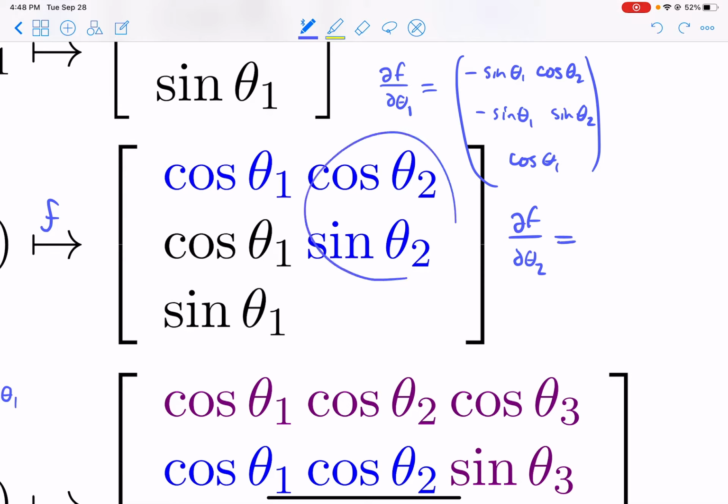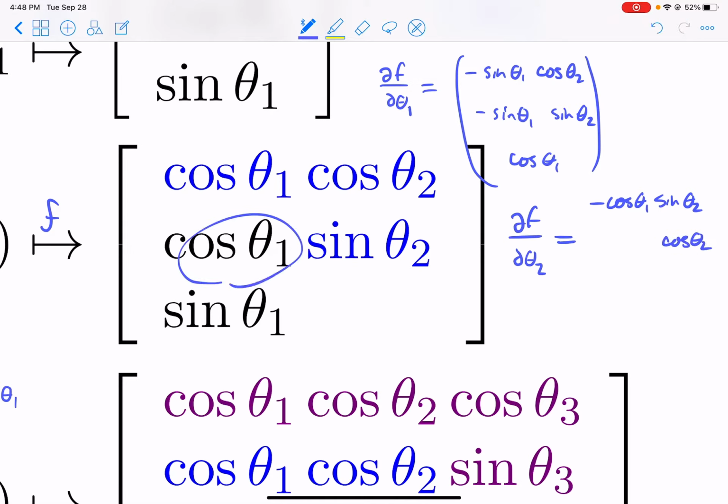Okay, now these are variables, and they'll get differentiated, and these are all constants. They just hang out. Derivative of cos is minus sine. Derivative of sine is cos. The constant hangs out. Derivative of this is 0.